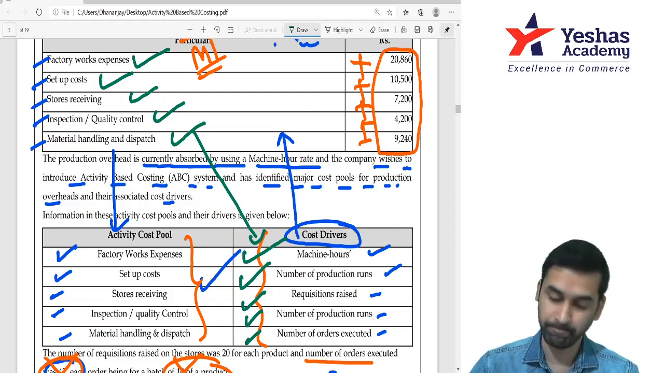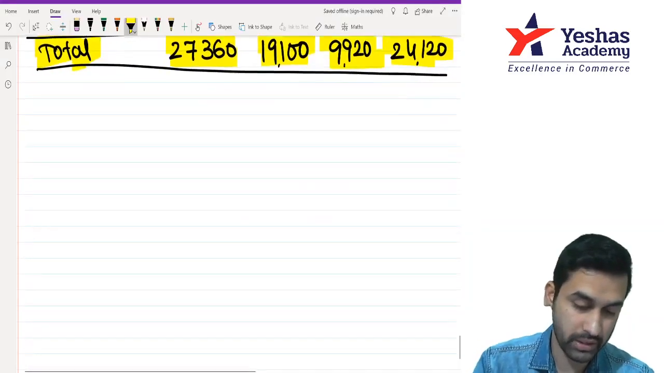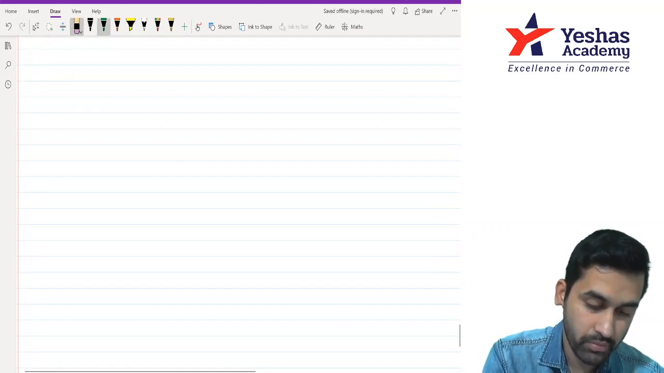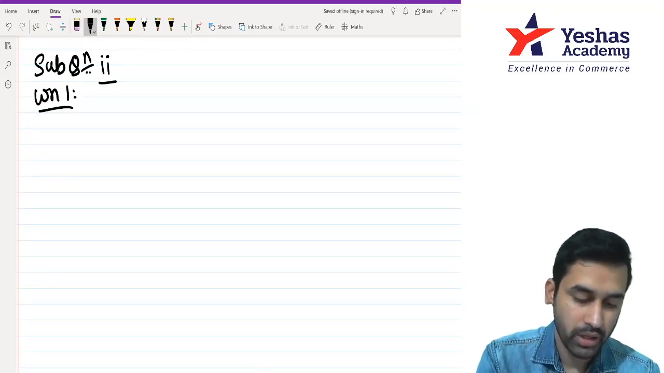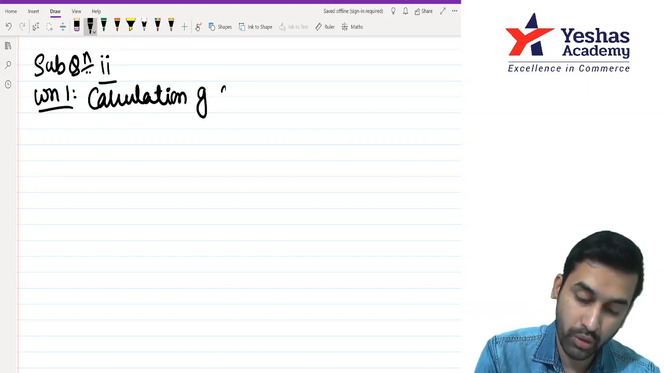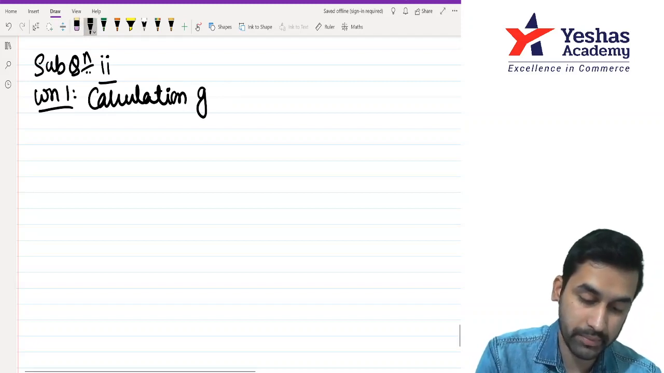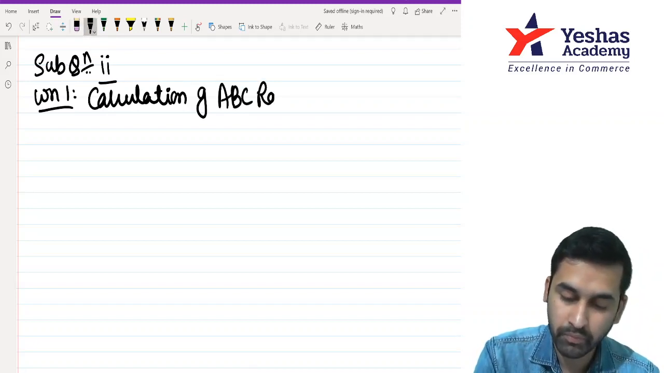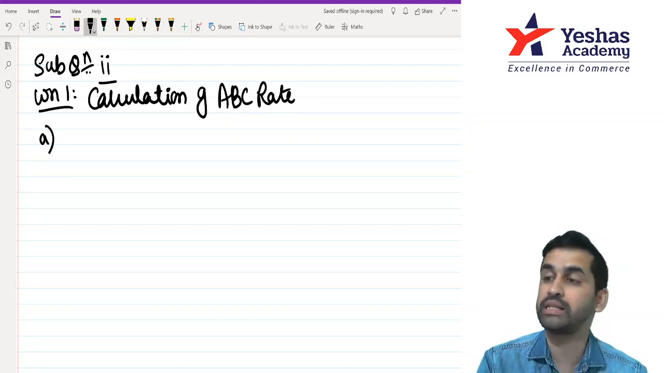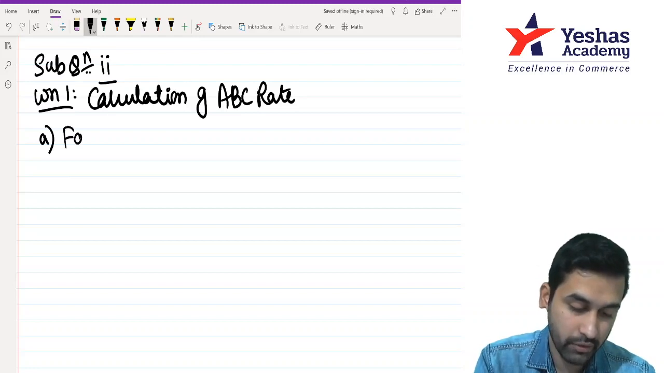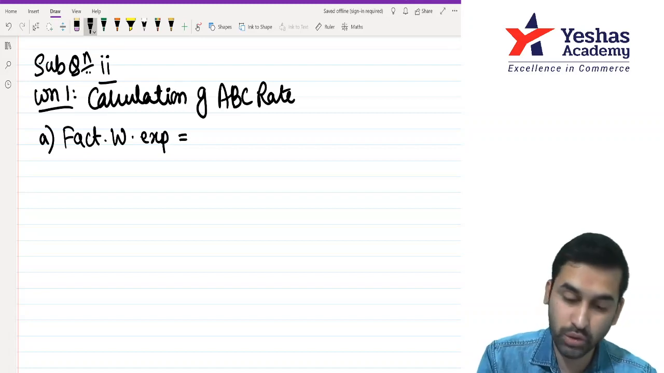Shall we start? Which is the first item? Sub question 2. Working note 1. Calculation of ABC rate. Yes, which is the first overhead. Sir, factory works expense given in second table, right? Factory works expense. Numerator is 20860.